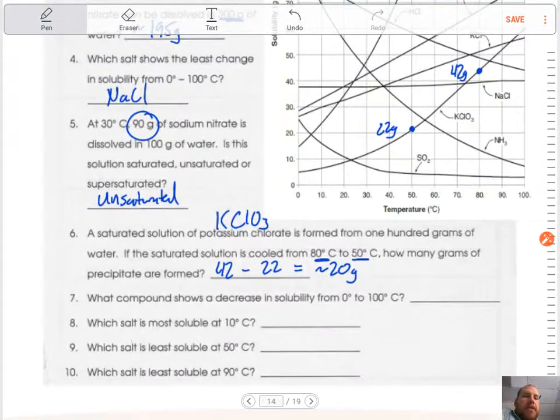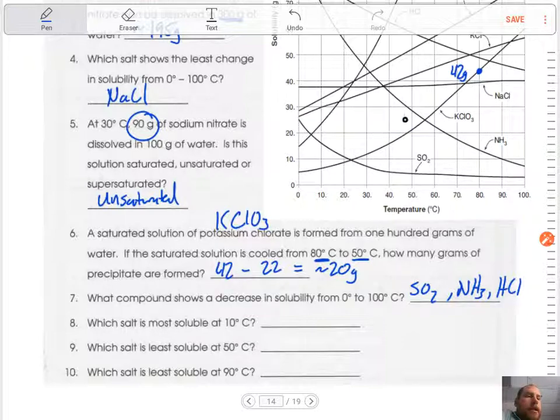so these last 3 I want you guys to kind of go through on your own. Pause the video. Those should be a little bit more straightforward, and then I'll go through the answers here in just a second. All right, so what compound shows a decrease? There's actually a couple different ones. So the ones that you could have here are SO2, NH3, and HCl. They are all decreasing their curves as you look at them from 0 to 100.